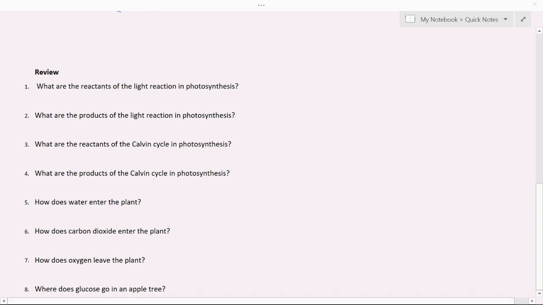Okay, welcome back. Let's review all of photosynthesis, not just our dark reactions here. So the first question asks, what are the reactants of the light reaction in photosynthesis? So what does it take to perform photosynthesis in the light reaction part? Well, if we take a look at the entire equation for photosynthesis, it is 6 carbon dioxide plus 6 water create glucose, C6H12O6, plus 6 O2. So which parts of this reaction do we need in the light reaction?